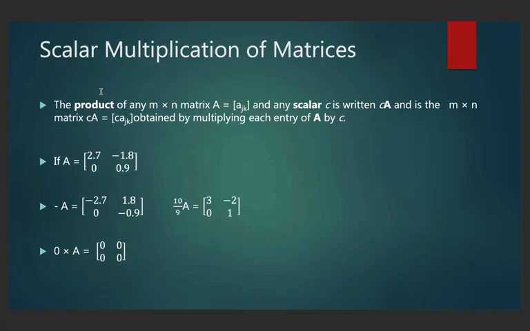Now, multiplication of matrices. Matrices can be multiplied by a matrix and also by a number. When multiplied by just a number, it is known as scalar multiplication, and the scalar C times A is written as CA, where A is the m cross n matrix. It is obtained by multiplying each entry of A by C, where C is the scalar. You can see here a matrix multiplied first by minus one, and then by 10 by 9. If a matrix is multiplied by 0, what you obtain is known as the null matrix.